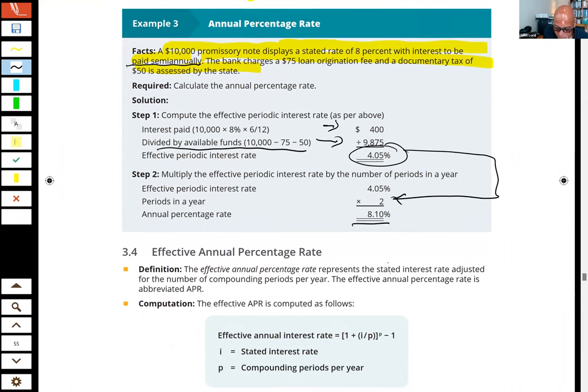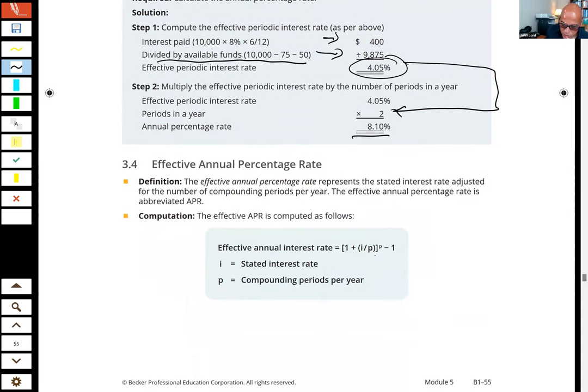Taking a look at the effective annual percentage rate, APR, and you see that a lot in different advertisements and whatnot. The effective annual percentage rate represents the stated interest rate adjusted for the number of compounding periods per year. The effective annual percentage rate is abbreviated APR. You don't need to flashcard that part. I think that's pretty obvious, but do flashcard the first part here, that it is adjusted for the number of compounding periods per year.